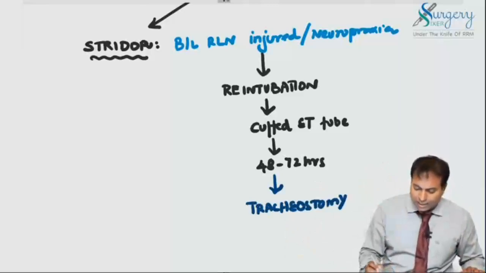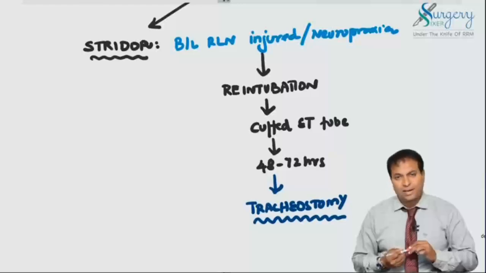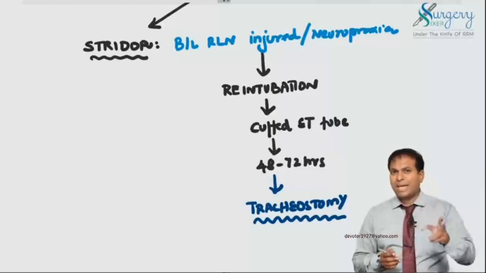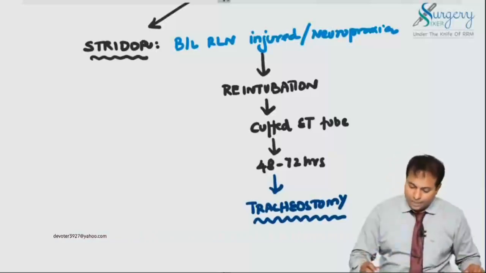So many of the students are thinking if there is a stridor in a post-thyroidectomy patient, immediately we do tracheostomy. That is totally wrong. We don't do tracheostomy immediately. We wait for 48 to 72 hours. Sometimes it will be only a neuropraxia, not a real nerve injury. Very important point I want you to note. So therefore tracheostomy is done then only.